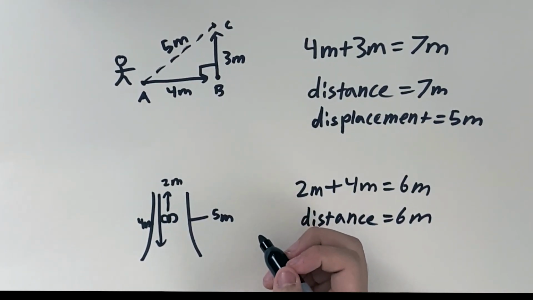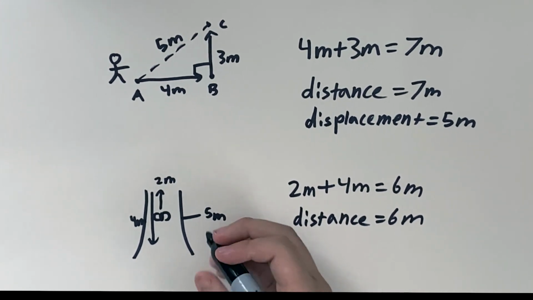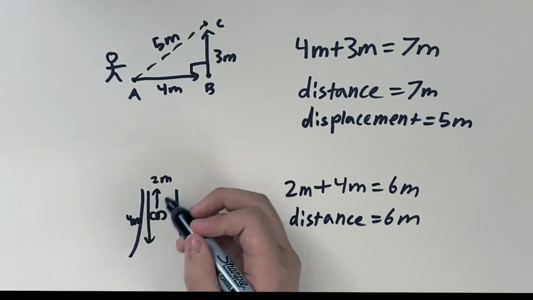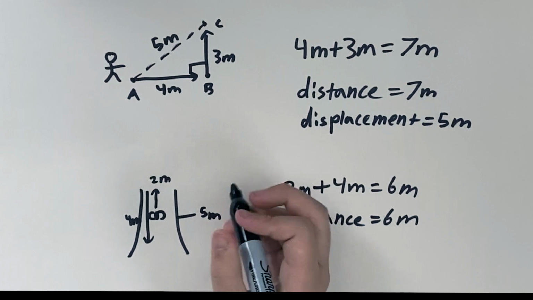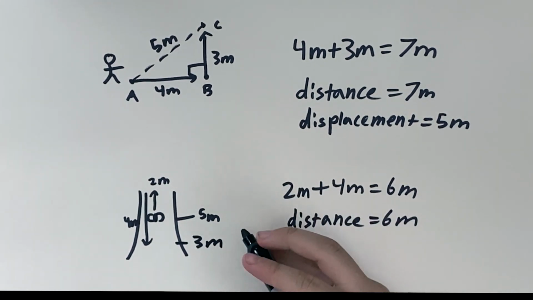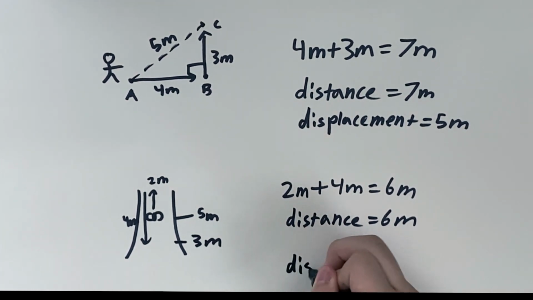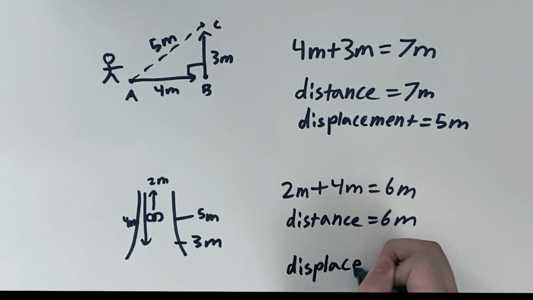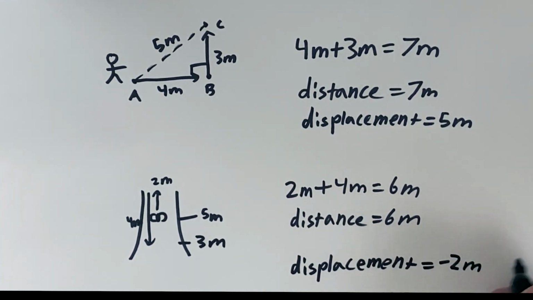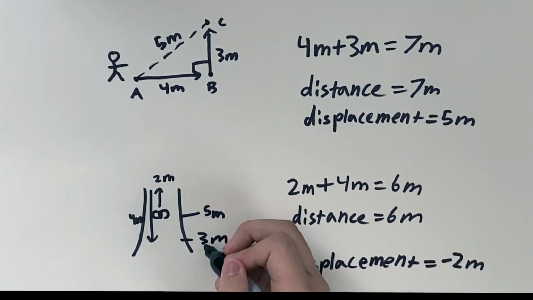Now let's look for the displacement. The displacement is how far the starting point was from the ending point. So if the fly goes up 2 meters, it's at 7 meters. Then down 4 meters, so it's at 3 meters right now. So 5 meters minus 3 meters is negative 2 meters. So the displacement was negative 2 meters. Notice that there's a negative, since the ending point is below the starting point.